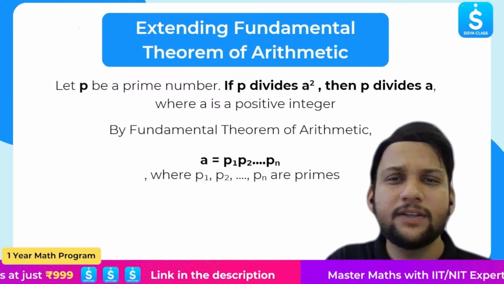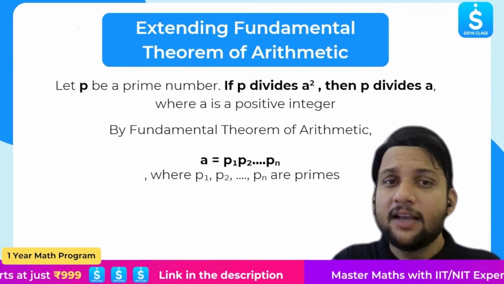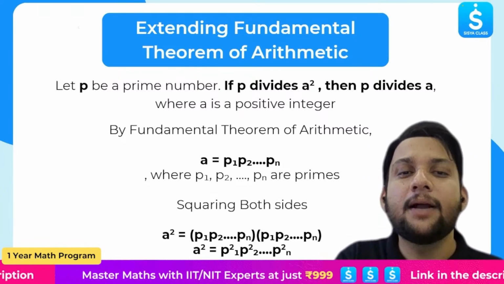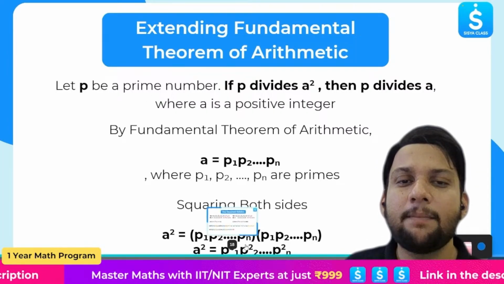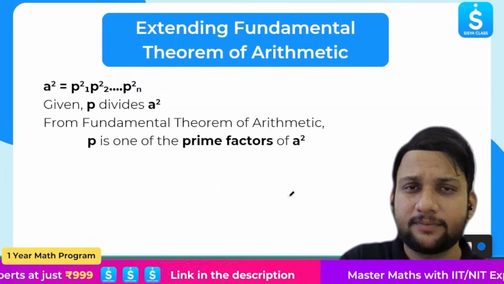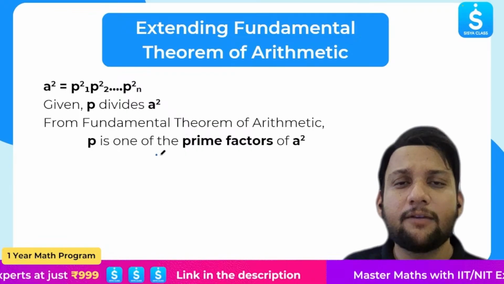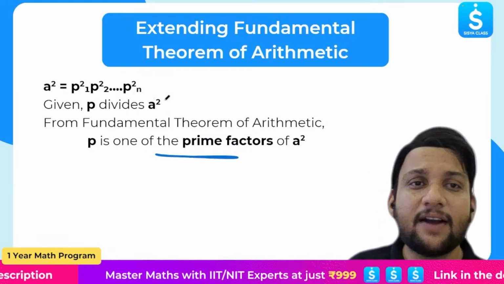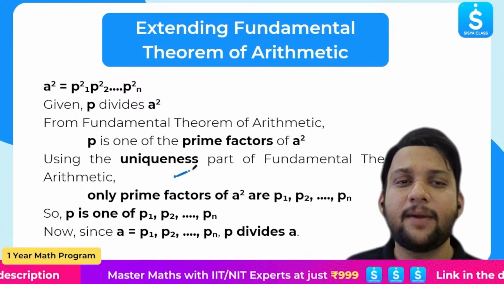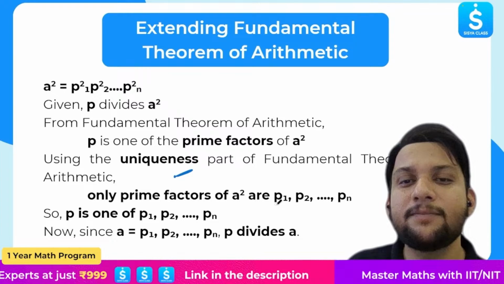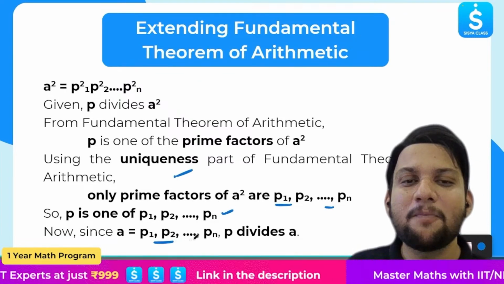But for this the proof is not required. What we will do, by the fundamental theorem of arithmetic, we can write a as a product of primes, p1 times p2 times pn. Next, squaring both sides, a square will become p1 square, p2 square, and so on till pn square. Next, given p divides a square, from the fundamental theorem of arithmetic, p is one of the prime factors of a square. Why? Because p is dividing a square, right? So using the uniqueness part of the fundamental theorem of arithmetic, the only possible prime factors of a square are p1, p2, and pn. So p has to be one of them. Since a is p1, p2, pn, p divides a.